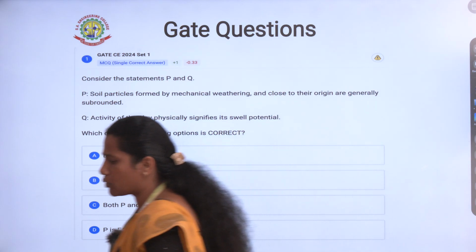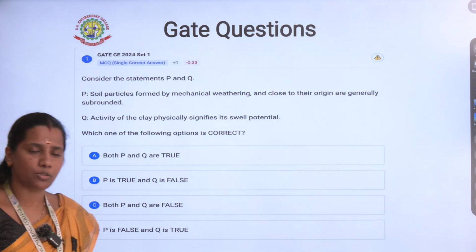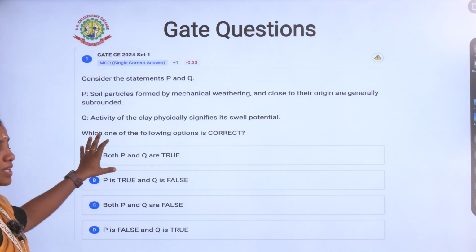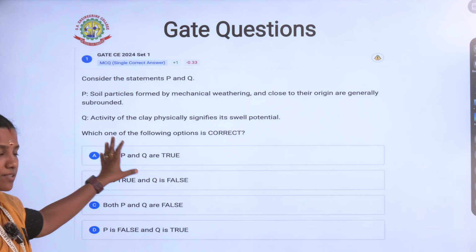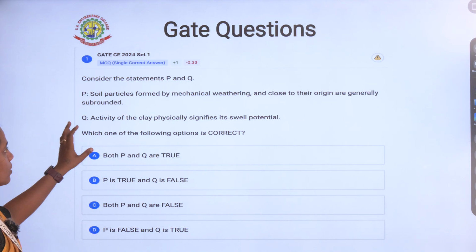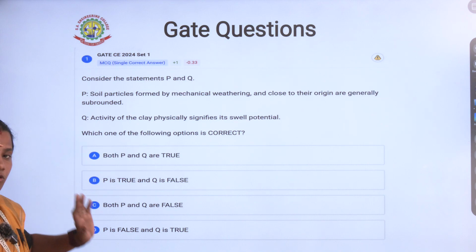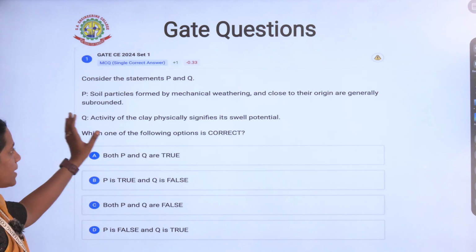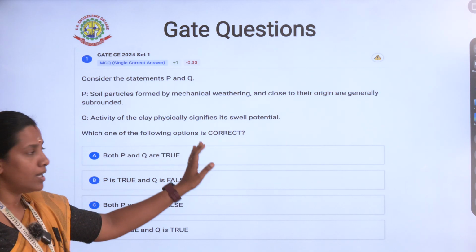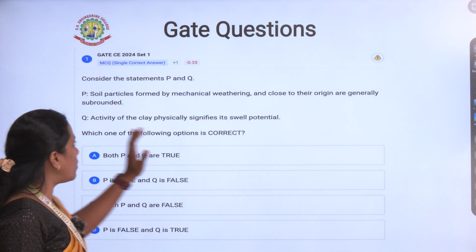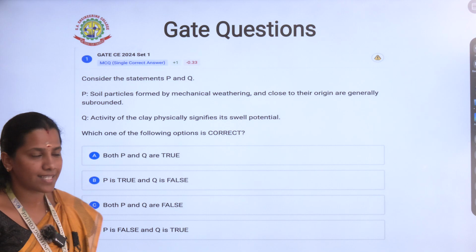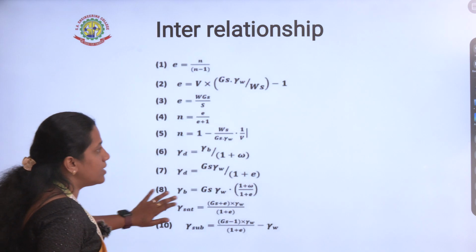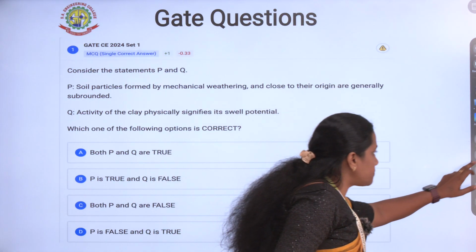Let us solve some GATE problems related to what we have studied today. First, soil particles. This question has been asked in GATE 2024 Set 1 session. Consider the statements. We are going to compare two statements. The first one is: soil particles formed by mechanical weathering and close to the origin are generally subrounded. They are saying that soil particles are formed by mechanical weathering.